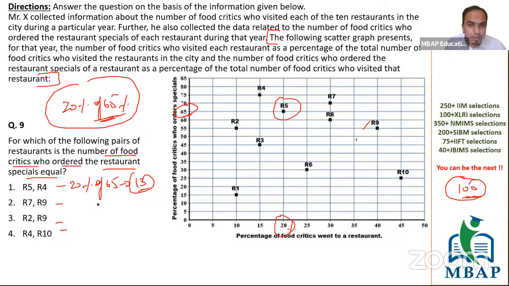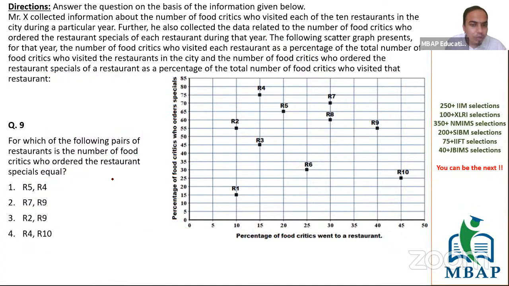Similarly, R4 is 15 and this is 75, that means 15% of 75. How much is that going to be? Roughly around 11.25. Perfect. So between these two, this is not equal. Similarly, you do R7 and R9.